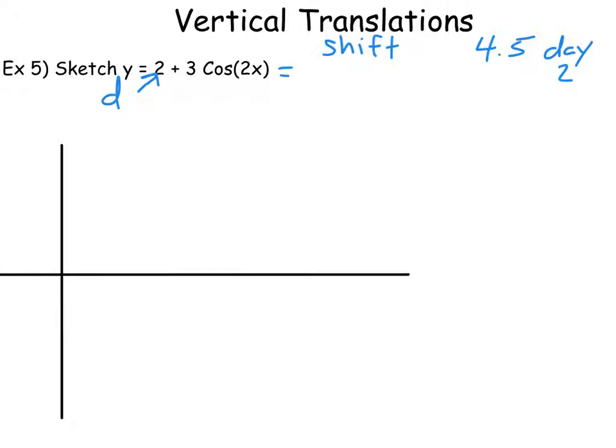All right, now it's very possible you could come across 3 cosine 2x plus 2. Just know that that's the exact same thing.